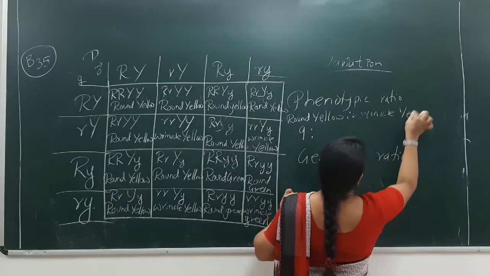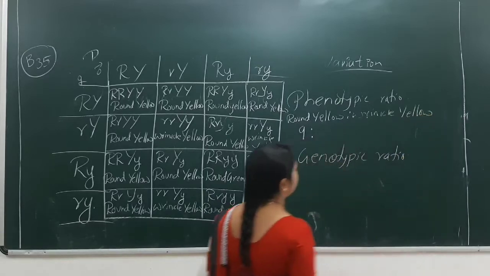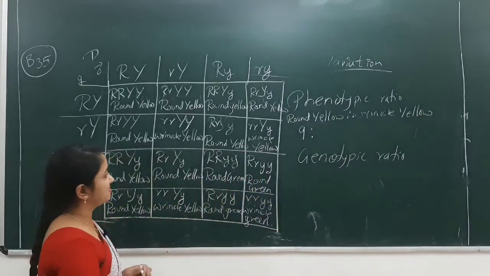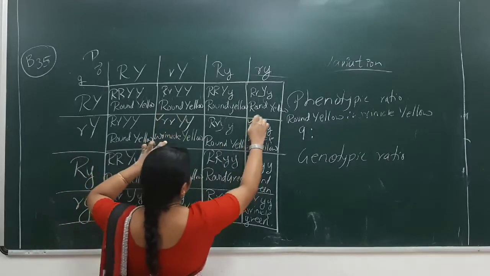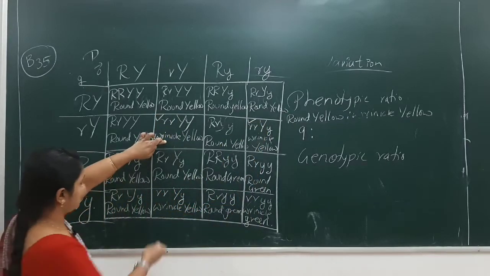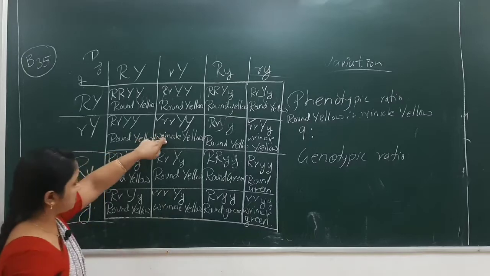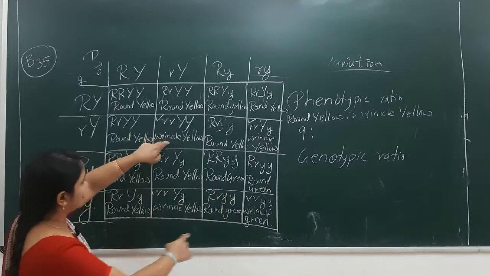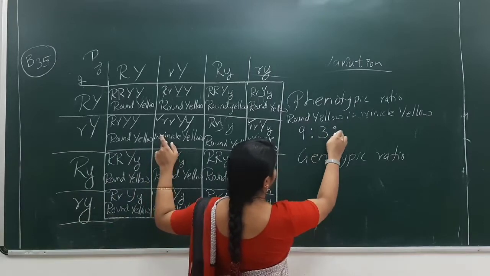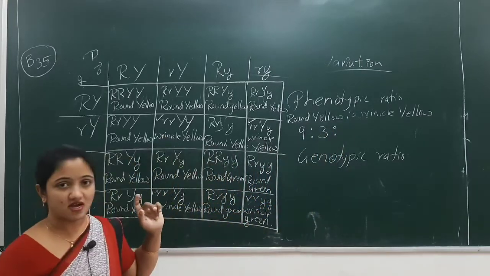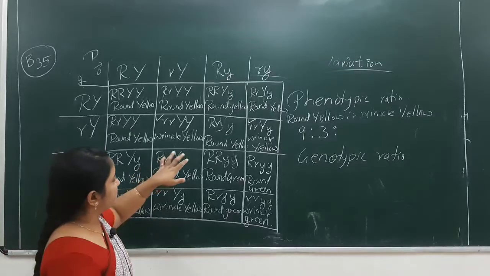Wrinkle yellow. Just count how many wrinkle yellows are present in the Punnett square. 1, 2, wrinkle yellow, 3. So anywhere else? No, only 3 wrinkle yellow plants are present. And proceed with the next.